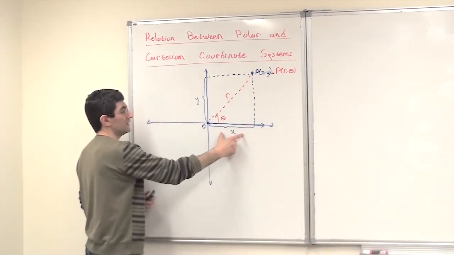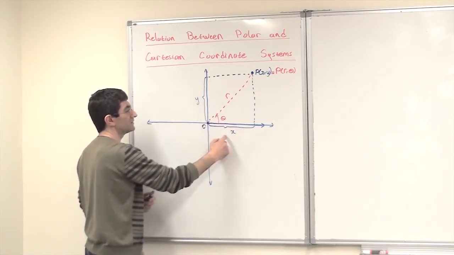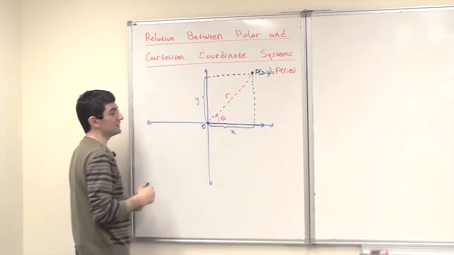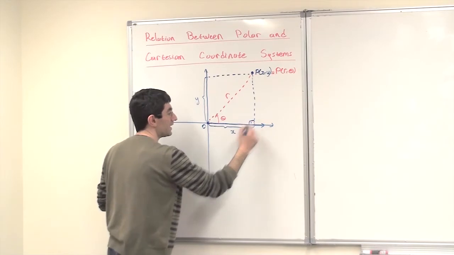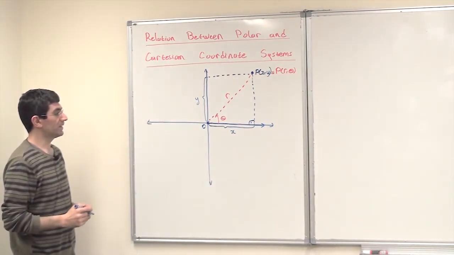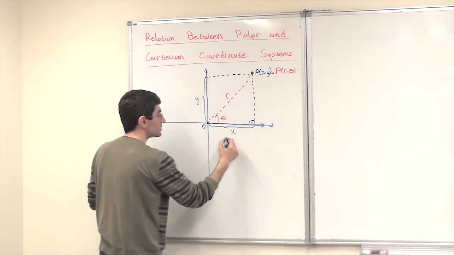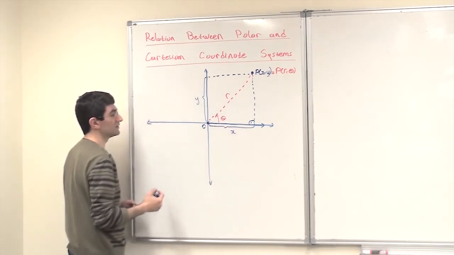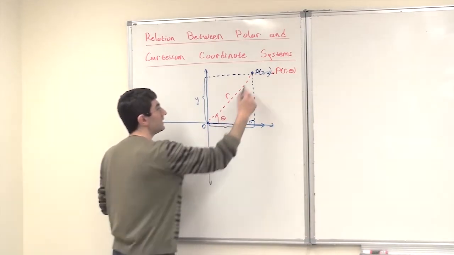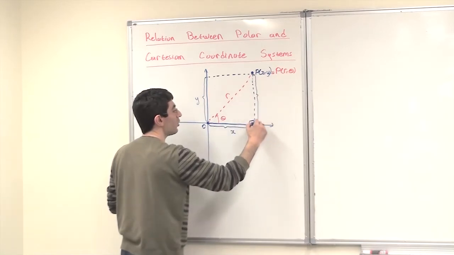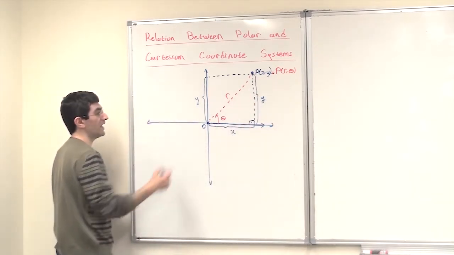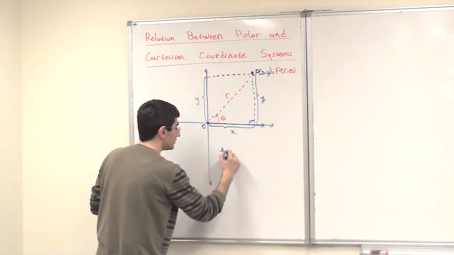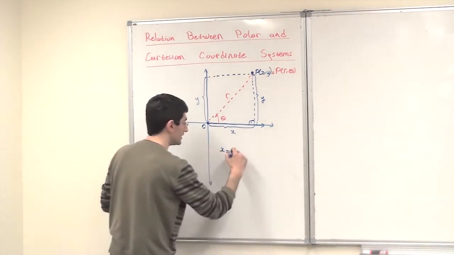Now that we have shown these quantities on our picture, we have created a right triangle, and using that right triangle, we can derive our relations. In this right triangle, x is the adjacent side of the angle theta, y is the opposite side of the angle theta, and r is the hypotenuse. Using this, we can derive easily the following relations.